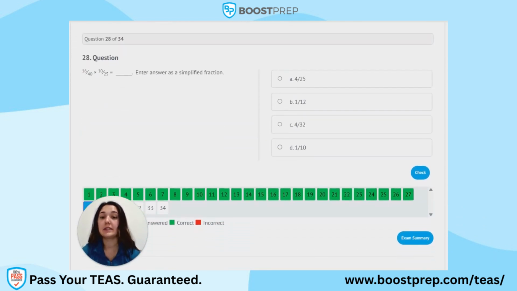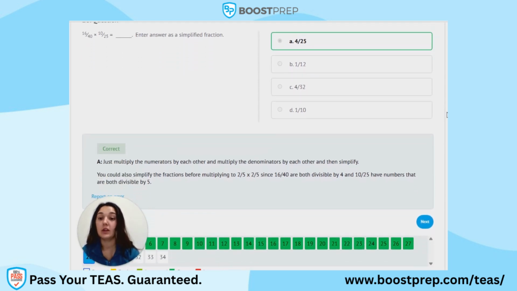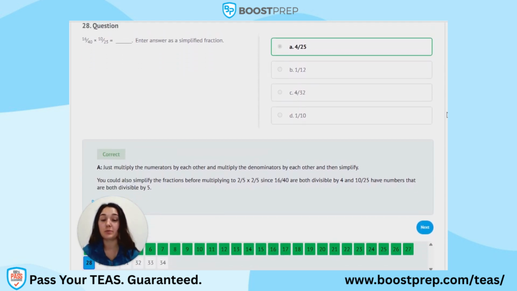Question 28. 16 over 40 times 10 over 25 equals blank. Enter answer as a simplified fraction. A, 4 over 25. B, 1 over 12. C, 4 over 32. D, 1 over 10. Correct answer is A, 4 over 25. Just multiply the numerators by each other and multiply the denominators by each other and then simplify them using a calculator.